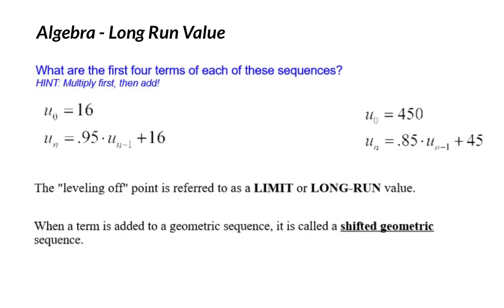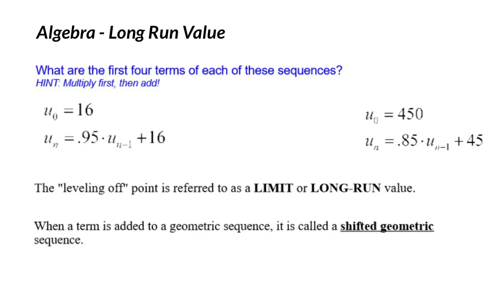In this video, I want to talk about long-run value, or sometimes a limit. And the first thing I want to build to that is recursive sequences that do two things at once. You can see here my first term in my recursive sequence is 16. That's my starting value. And to get the next term, I'm going to take my value, multiply it by 0.95. Now let's just think. Multiplying by a decimal should make my number smaller. Then I'm going to add 16.